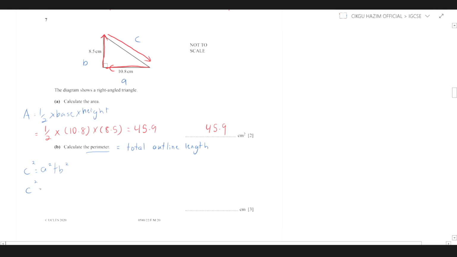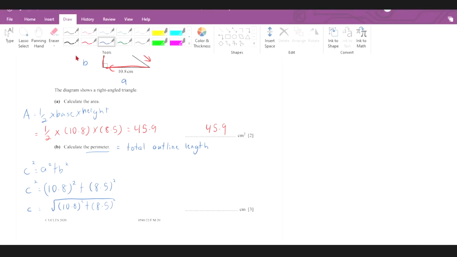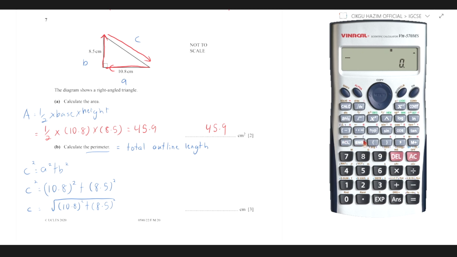So c squared equal to 10.8 squared, plus 8.5 squared. And to find c, we need to square root all of these. Okay, square root of 10.8 squared plus 8.5 squared. Of course, you can do it in the calculator. We do it one by one here. Put a bracket, 10.8 squared. Whenever you want to do a square in the calculator, I advise you to do it in a bracket, and then put another bracket for 8.5 squared. And then we put the square root.